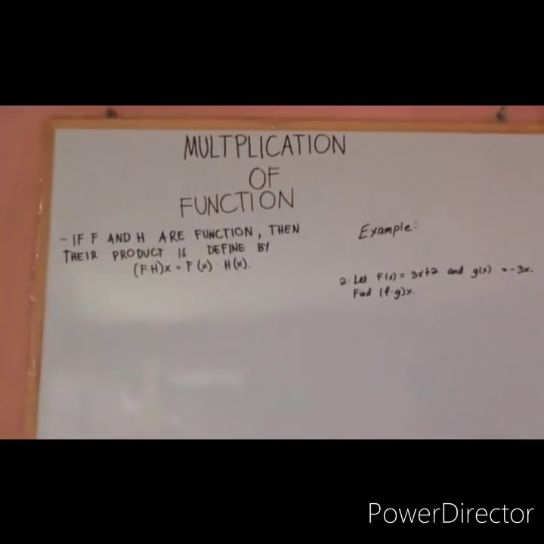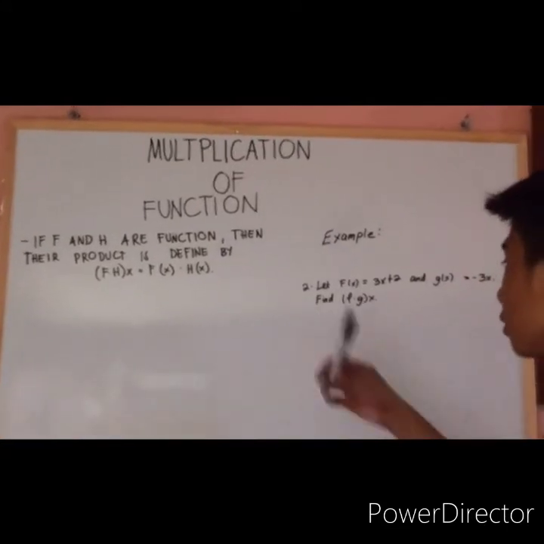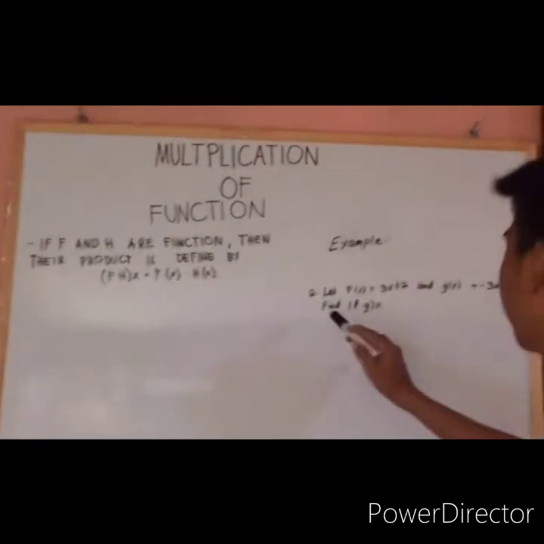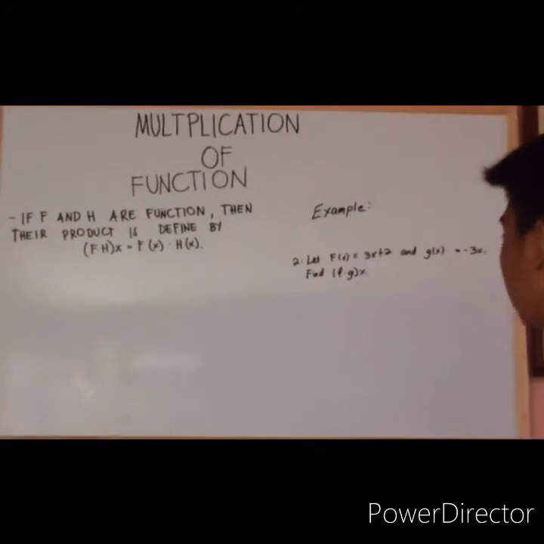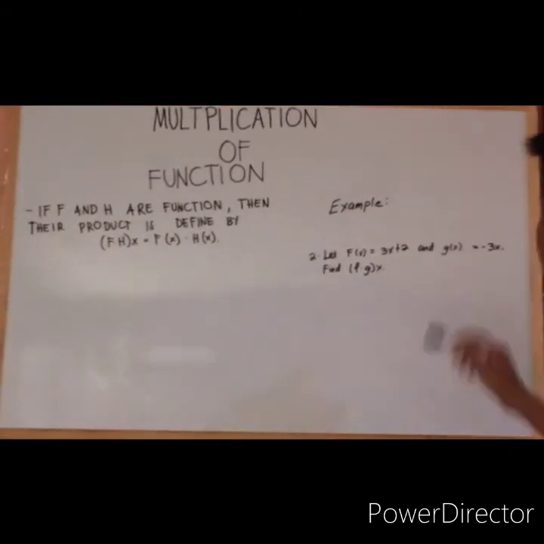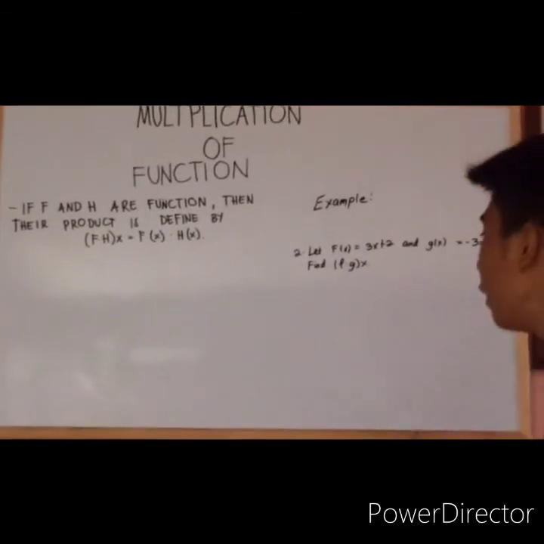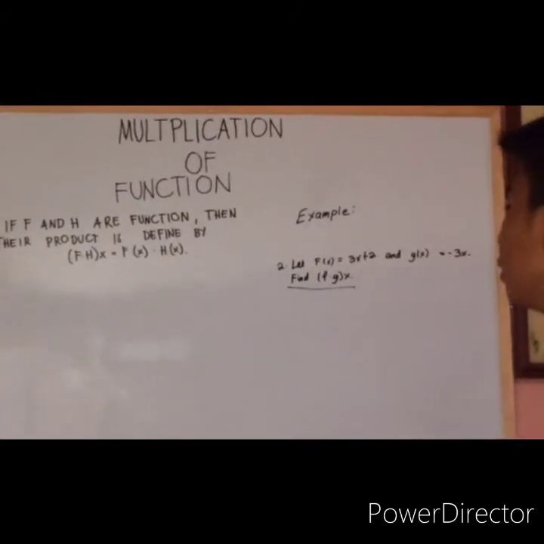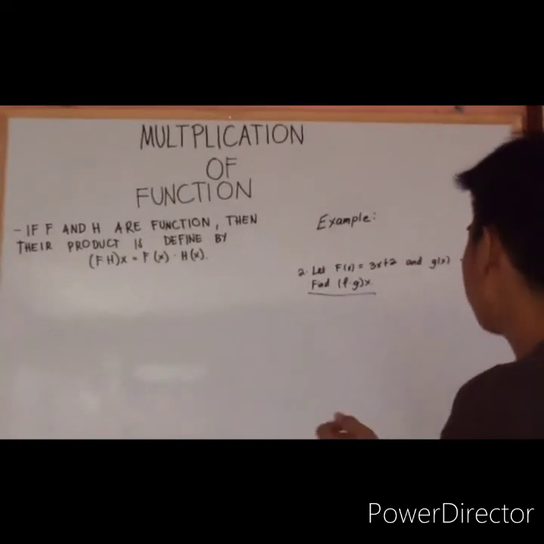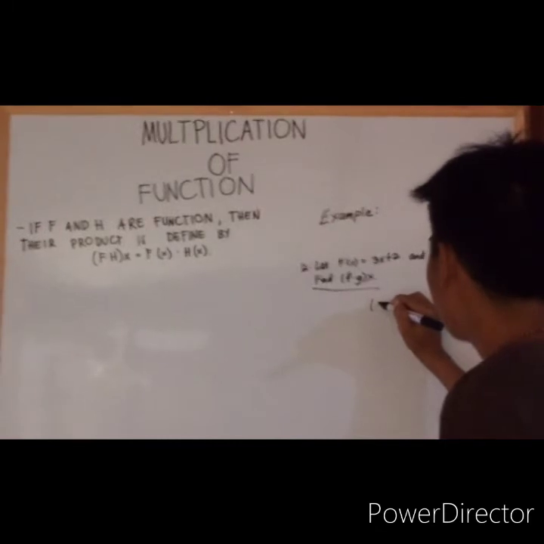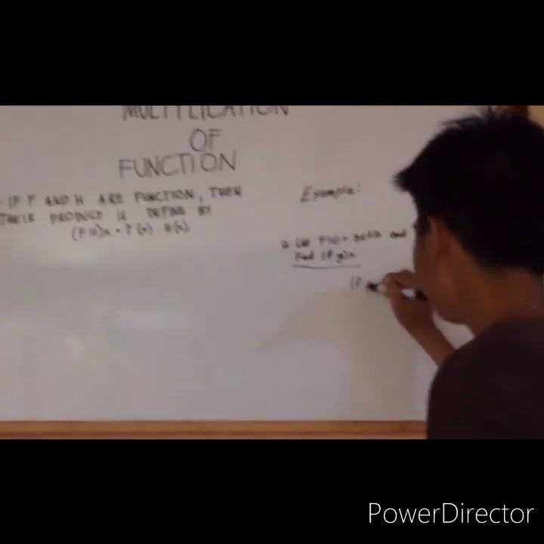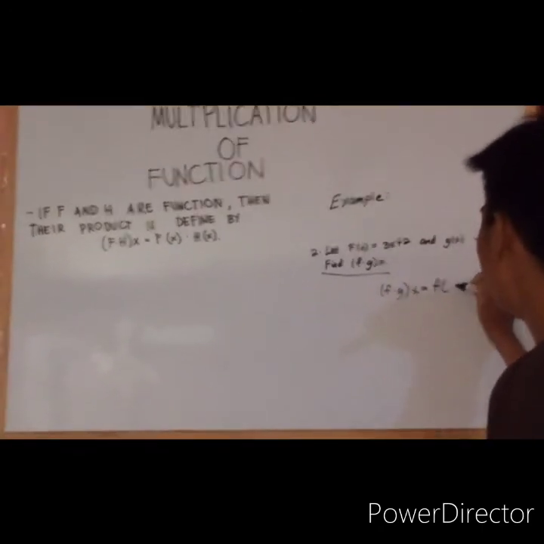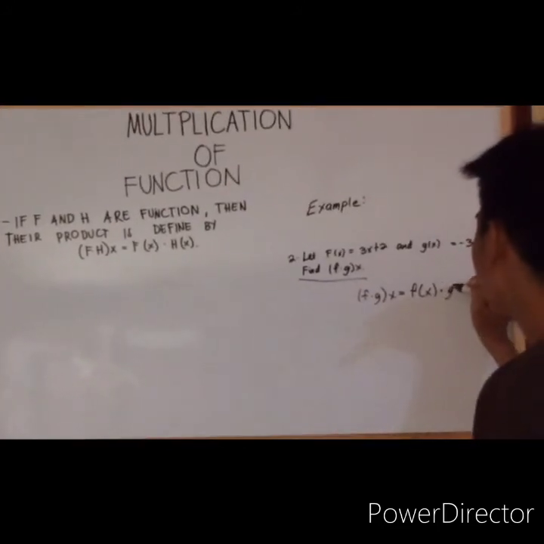Hello everyone. Now, we finish the first example. Now, we will go to this example. So, let f of x equals 3x plus 2 and g of x equals negative 3x. So, find f times g of x. Find f times g of x as f of x times g of x.